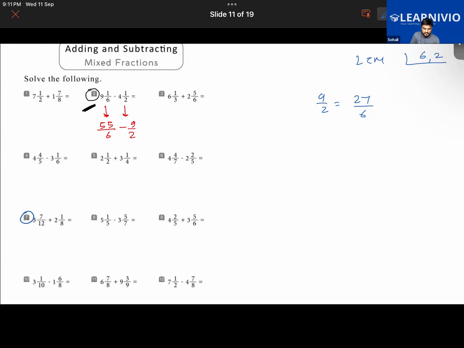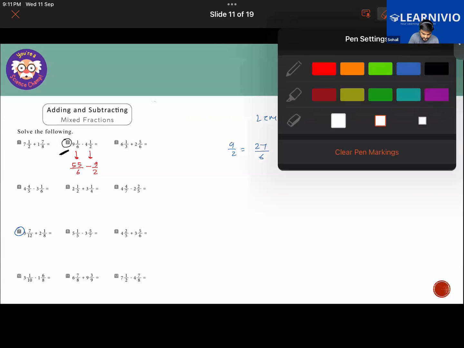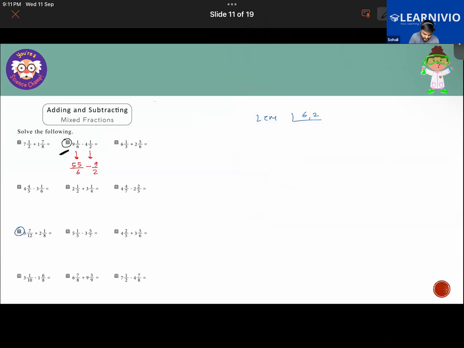Sir, what do we do after finding the LCM? Once you have found the LCM, what LCM have you found? 6. Okay, good. One minute, let me erase this. Now the step is to look at the first fraction. Its denominator is already equal to 6, so don't do anything to this one. Take the other one, 9 upon 2. Its denominator has to be changed to 6. So multiply 2 with 3, and we also have to multiply 9 with 3. So that is 27 upon 6.